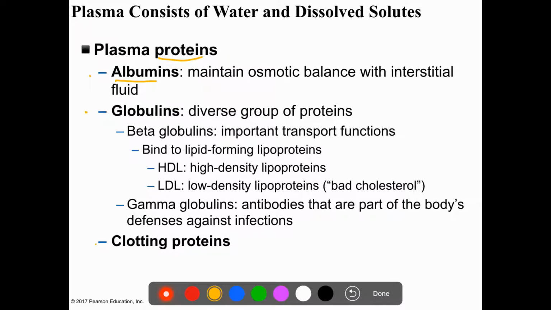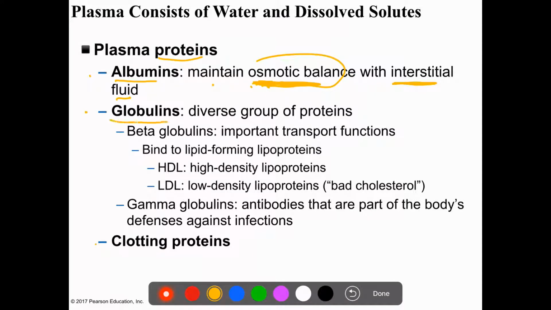Albumins, these are important because they maintain something called osmotic balance with the interstitial fluid. So in this case, our body has the ability to maintain just enough amount of water, not to dehydrate, and at the same time not to overhydrate. So that is the osmotic balance.